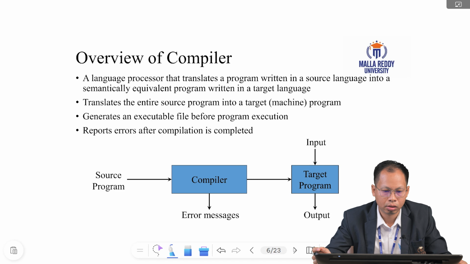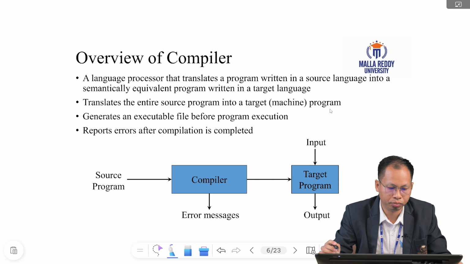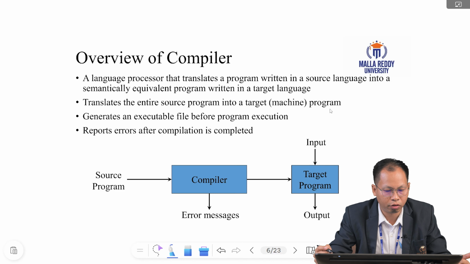The next is about the compiler, or the overview of the compiler. When we say compiler, it is nothing but a tool that converts one language to another, or a language processor that translates a program written in a source language into a semantically equivalent program written in a target language. So it will translate the entire source program into a target machine program. It will generate an executable file before program execution. It will report errors after compilation is completed.